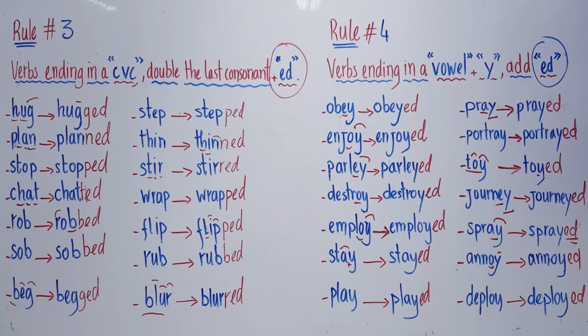Rob. R is a consonant, O is a vowel, B is a consonant. So before you add ed, you have to follow this rule, okay? Double the last consonant. Which one is the last consonant? As you see, B is the last consonant. R is not the last consonant, it's the first consonant, okay? So you have to double one more B and then ed. You have the right spelling of the past participle.